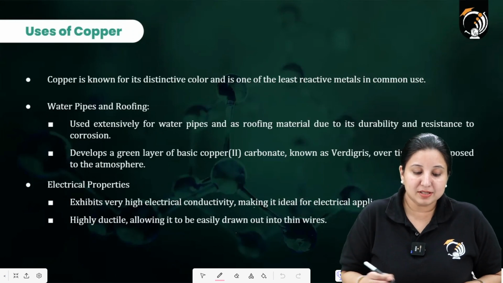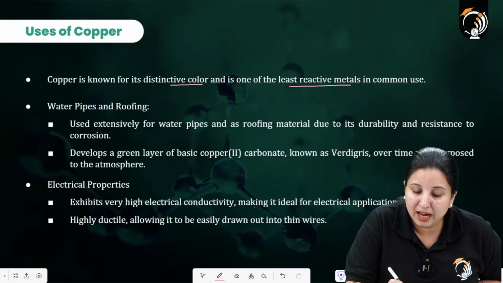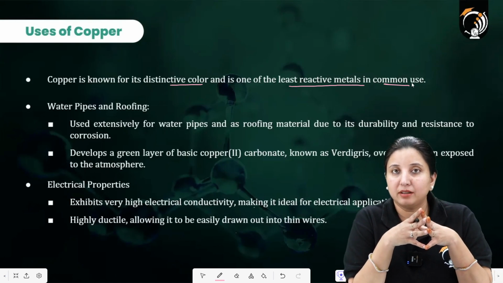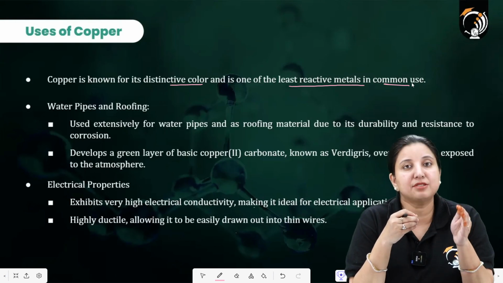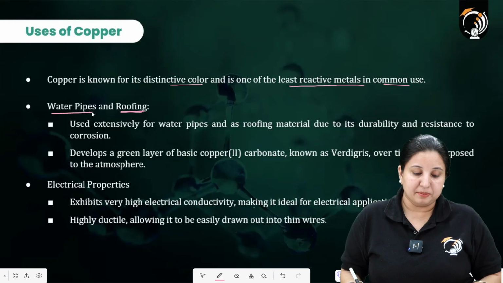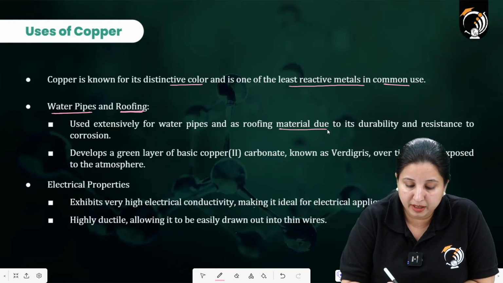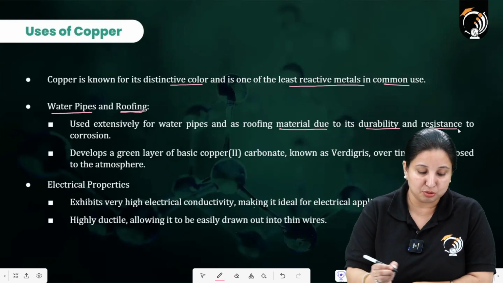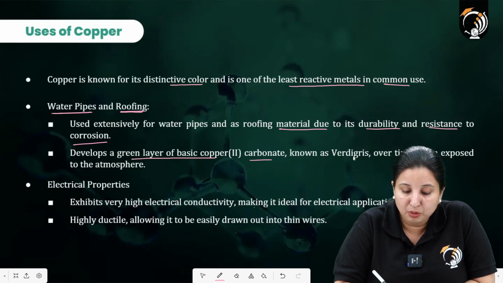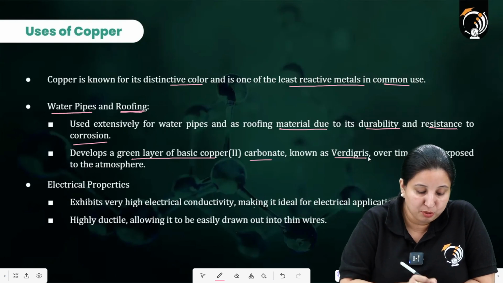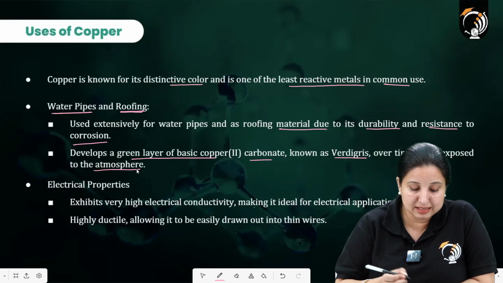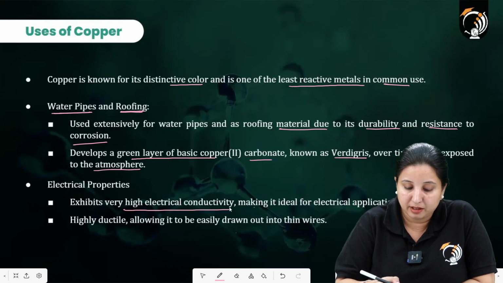Talking about the uses of copper. Copper is known for its distinctive color and is one of the least reactive metals in common use. Because of its least reactivity, we use it for roofing and for water pipes, due to its durability and resistance to corrosion. Besides that, it develops a green layer of basic copper carbonate known as verdigris over time when exposed to the atmosphere.